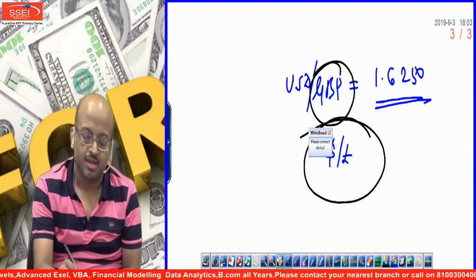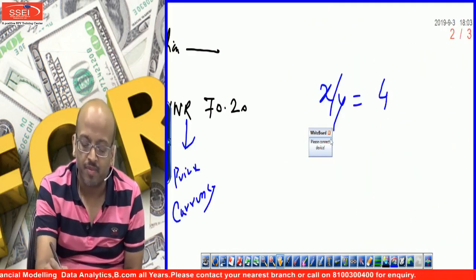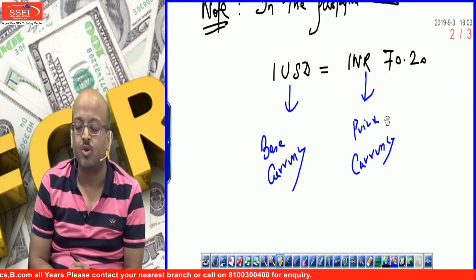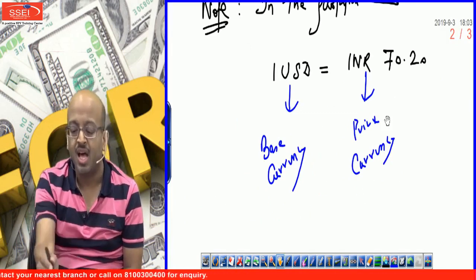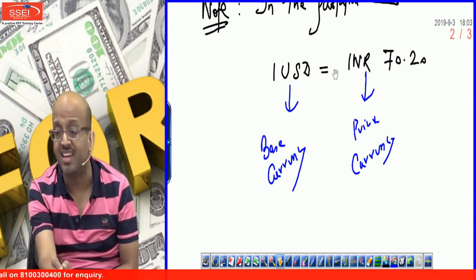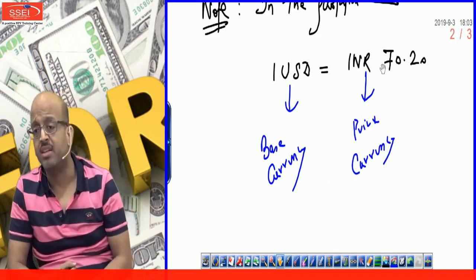Okay? What were we writing? Just let's check. So we had written 1 USD equal to INR 70.2. USD is the base currency, INR is the price currency. There is no question of any googly over here because this is written in equal to form. There is no oblique.